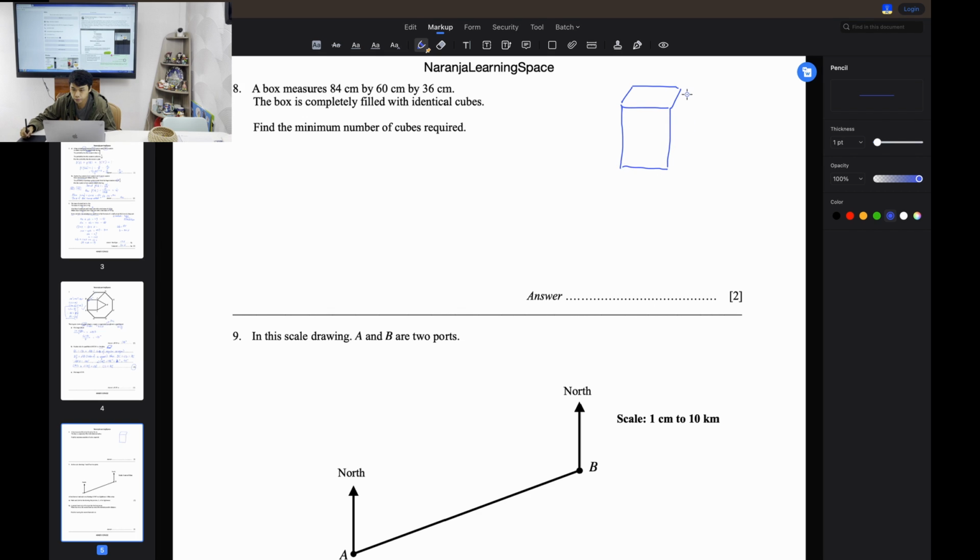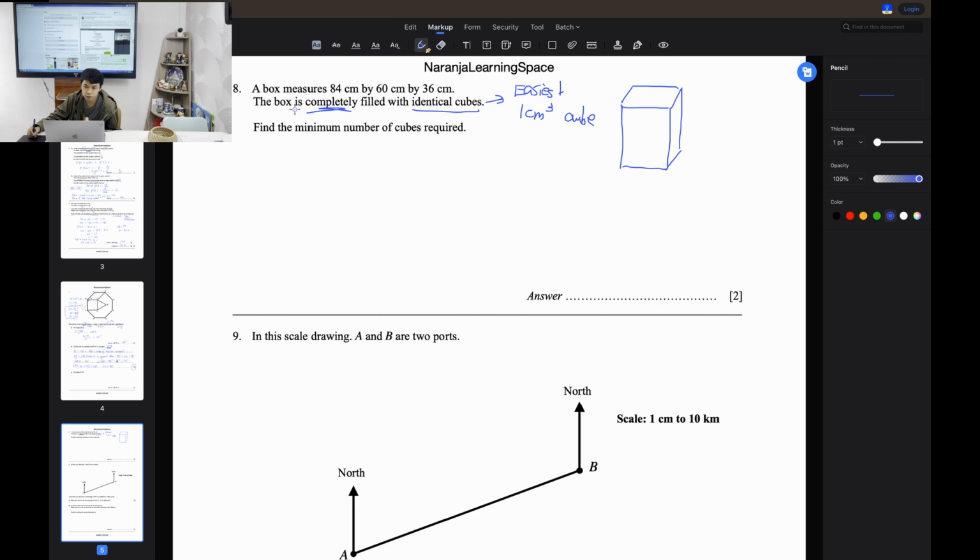Okay, a 3D diagram, right? A 3D object, 84 by 60 by 36. The box is completely filled with identical cubes. Okay, the easiest way is to fill it with 1 cm cubes, correct?